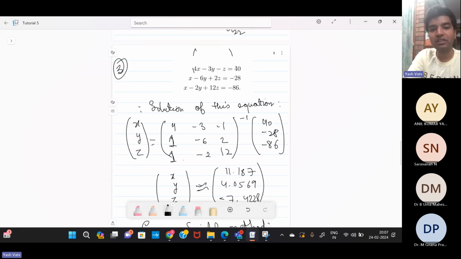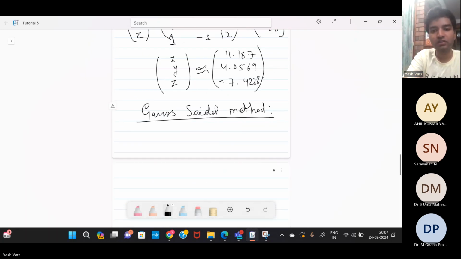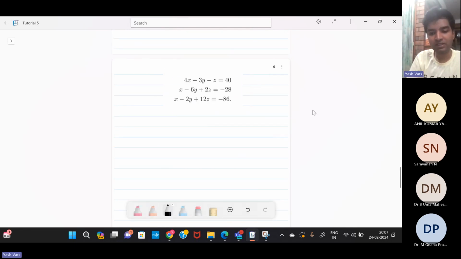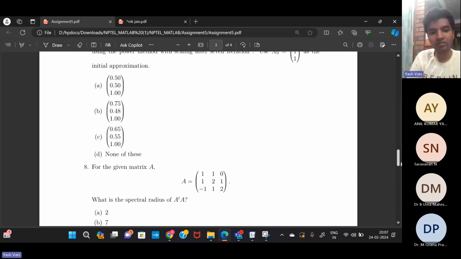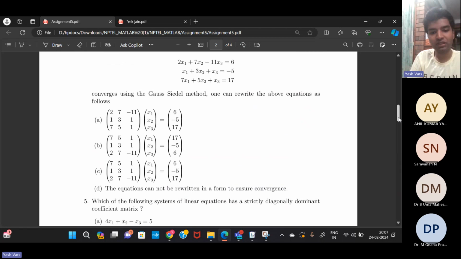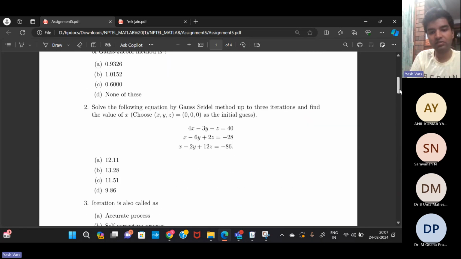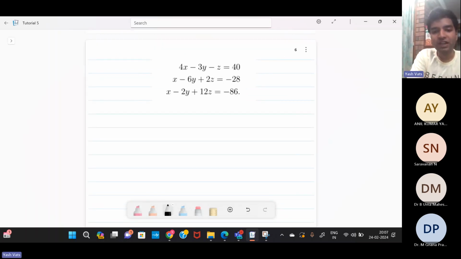Okay, so let's proceed. Let me see the assignment. How many methods do we have today? We don't have many methods actually, so we can spend some time. Okay, so what is the value of x11? Calculate it.